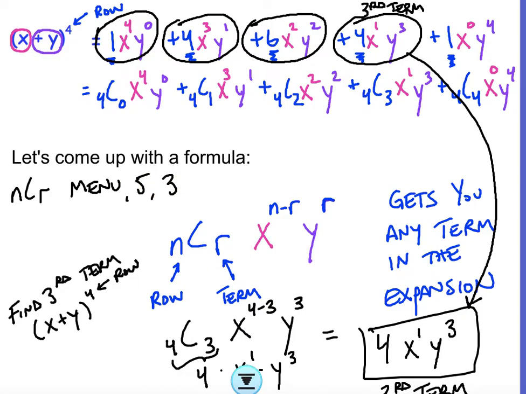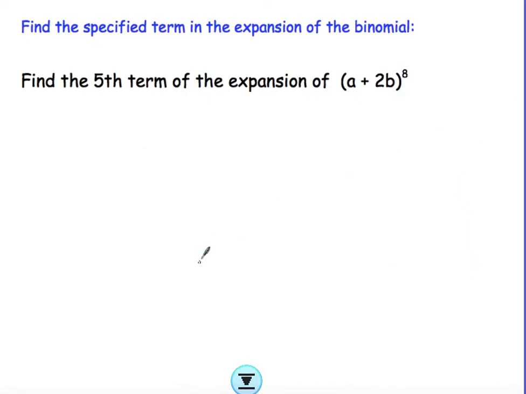Okay, but we'll practice that some more. All right, so on this one, we want to find the 5th term of this expansion. So I'm going to write that formula out that we figured out, okay? And now we're going to put all the pieces in there.